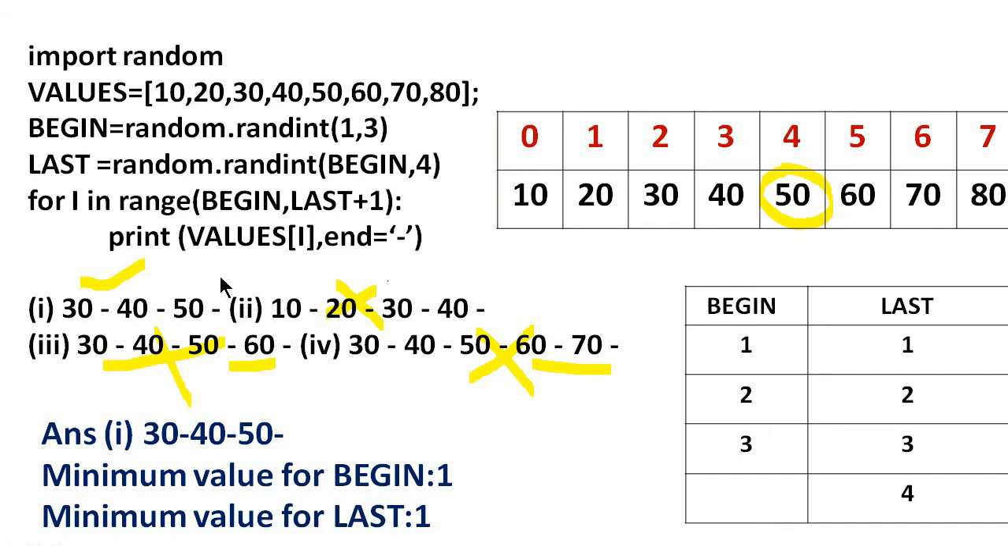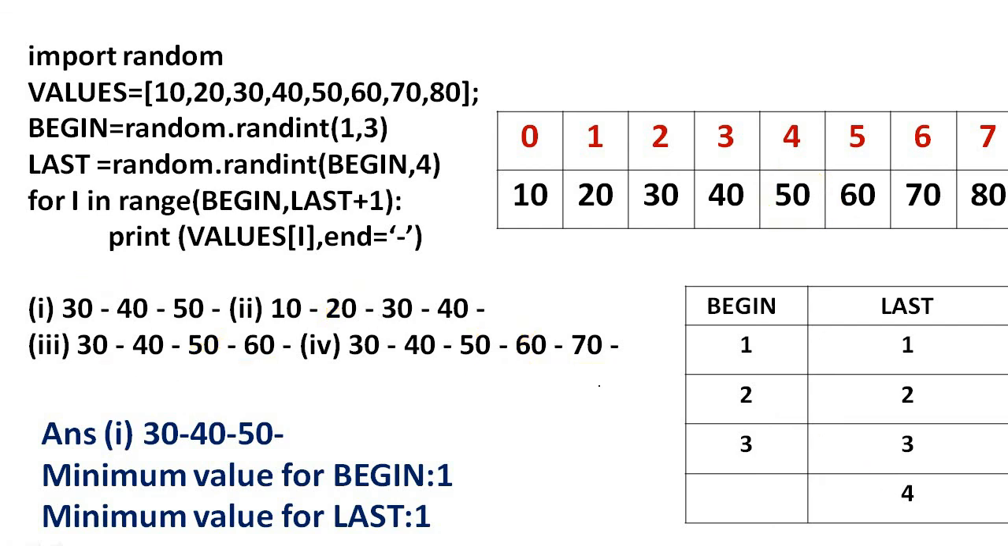Then we will check whether it is correct or not. 30, 40, 50. 30 is at index 2. From index 2 to index 4. 50 is at index 4. 2, 3, 4. Is it possible? Yes. Begin value can be 2 and last value can be 4. So this is a possible output.